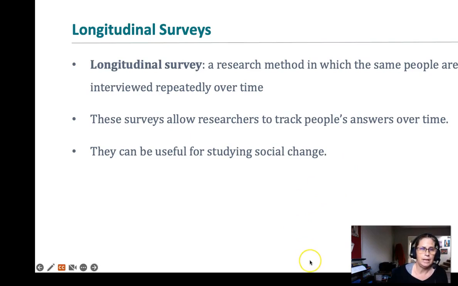It's very useful, but it's very difficult, very expensive. People move, people die, and funding stops. And so I have a TED Talk for you that I just put in the module showing one of these studies.